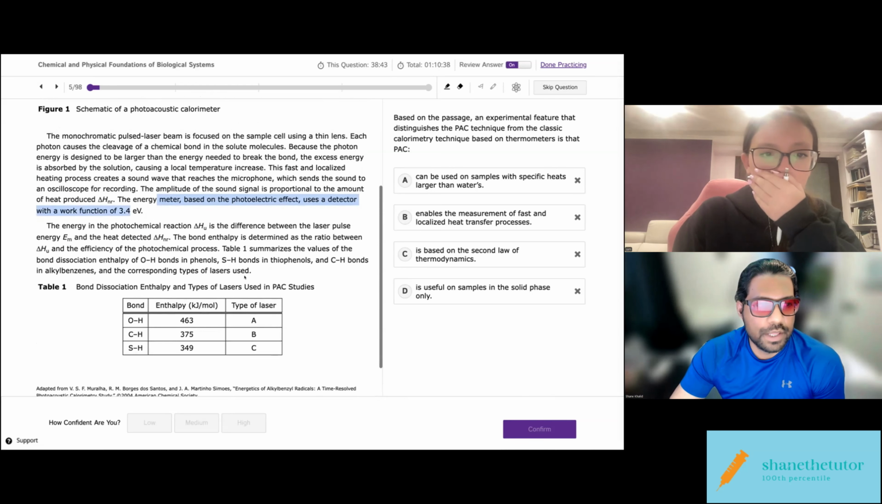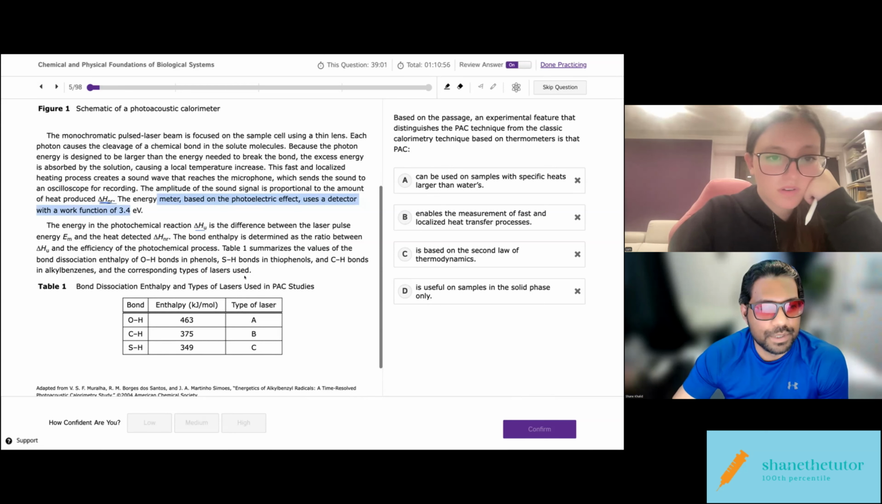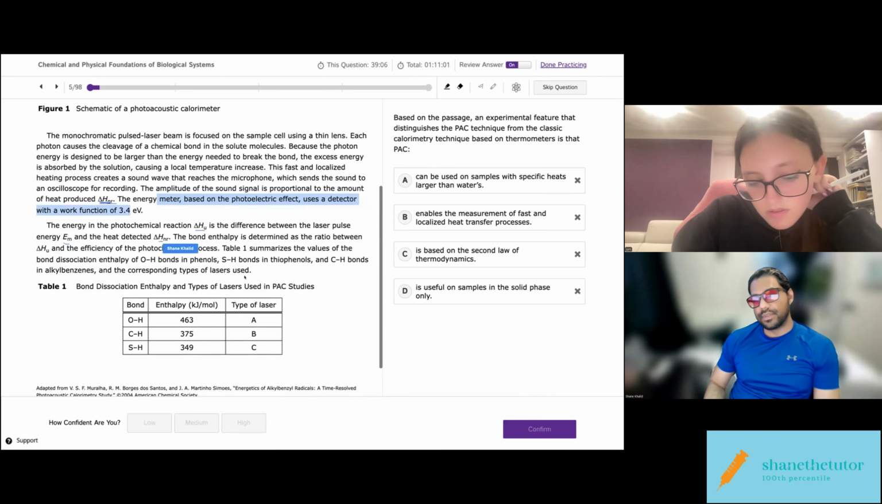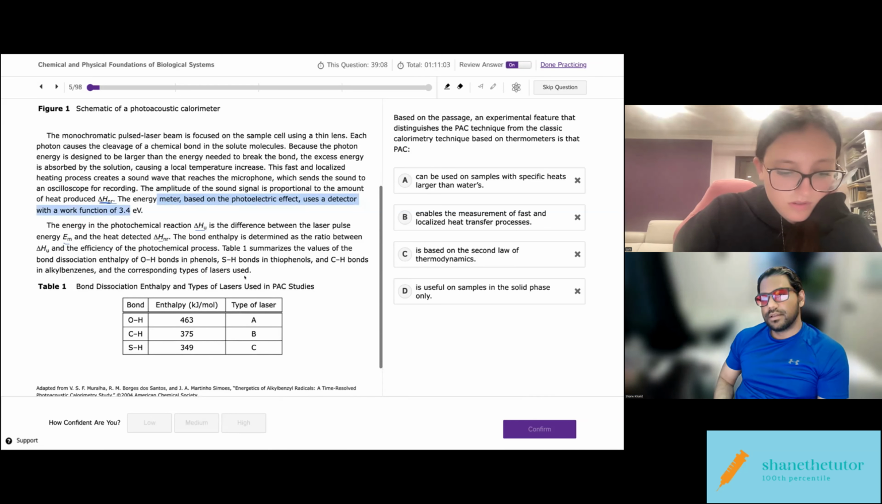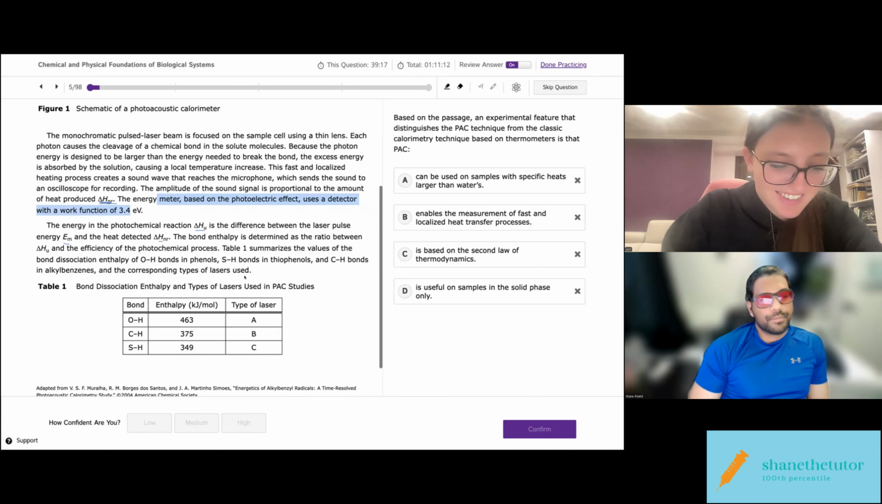So far they've given us certain variables. We have delta H_R, which is proportional to the amount of heat produced. We have delta H_U, which is the difference between the pulse energy of the laser and the heat that gets detected. There's so much going on in this passage. Sure there is, but we can still work through it.